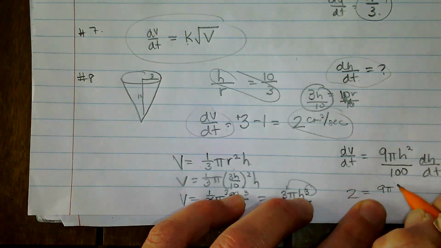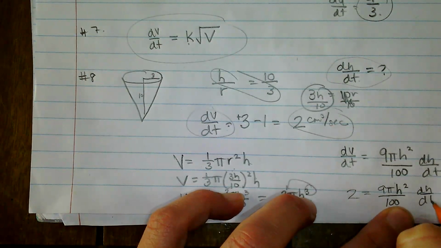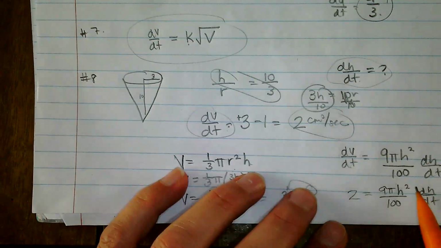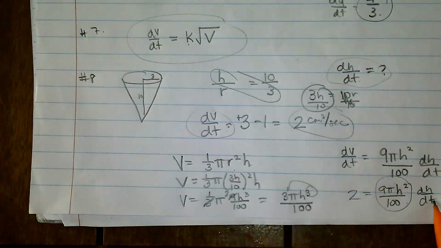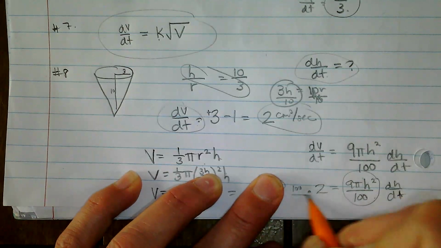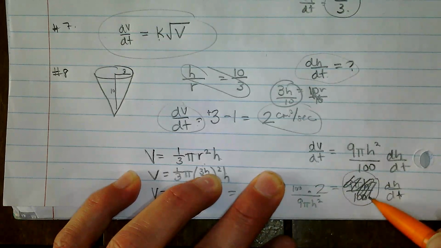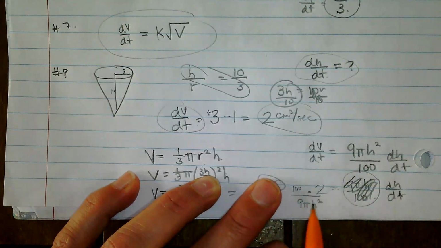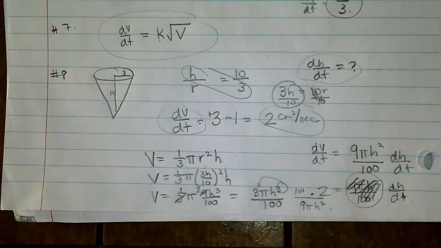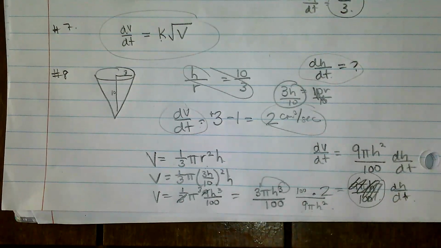So we're just going to solve for dh/dt in terms of h. To get dh/dt all by itself, we're just going to multiply by the reciprocal, 100 over 9 pi h squared. And that should be our answer, 200 over 9 pi h squared. So they never actually say at the moment the height is 7 or whatever, what's the rate that the height is changing. They just say find the rate at which the height is changing in terms of h.